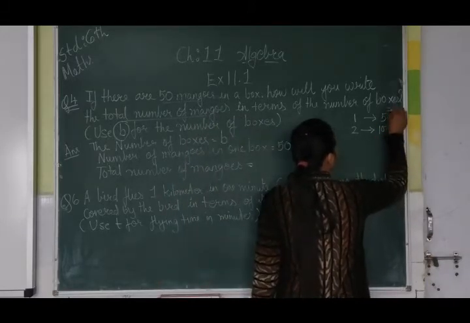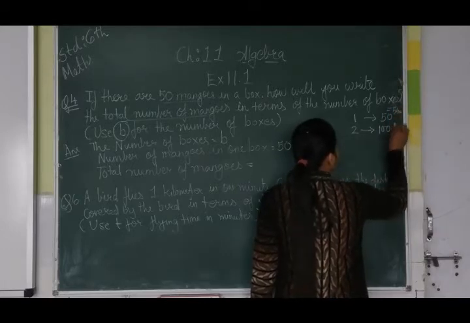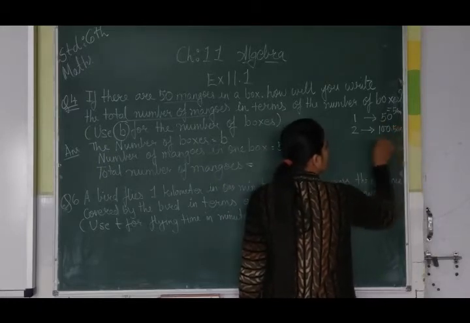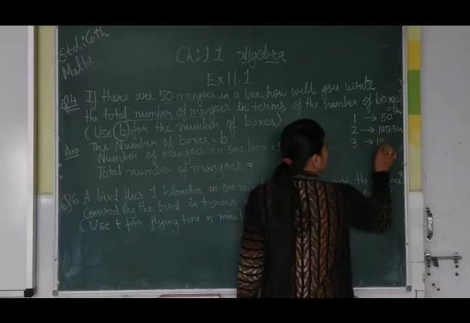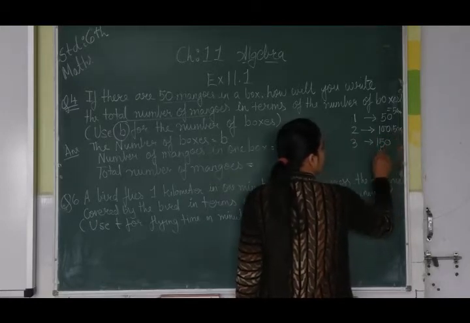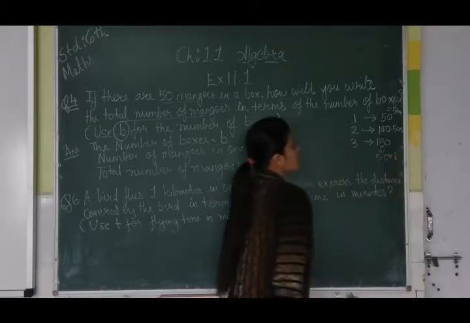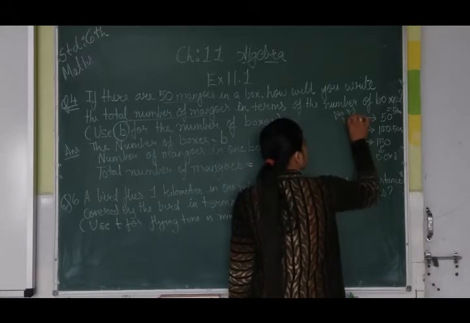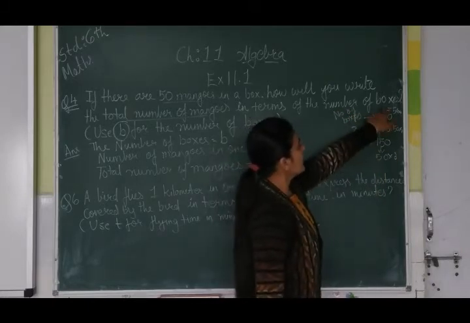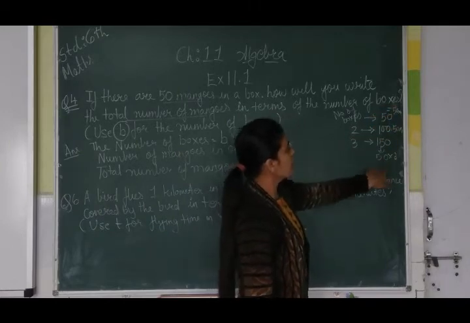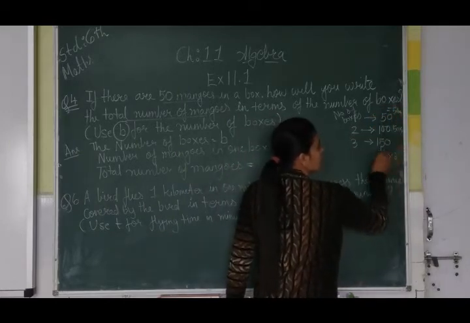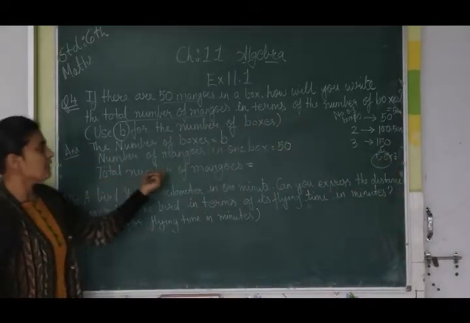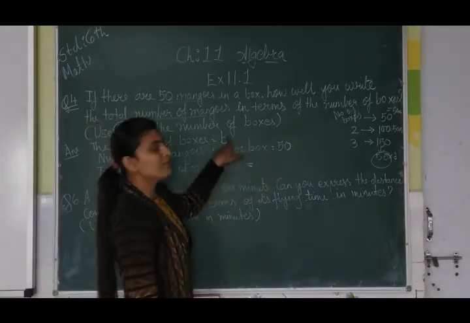That means this 50 you can write as 50 multiplied by 1. Here, 50 multiplied by 2. Now if there are 3, then it will be 150. So this 150 you can write as 50 multiplied by 3. So here you can see, to get the number of mangoes, what we are doing? We are multiplying the number of boxes with 50. So the formula we are getting to find out the total number of mangoes is simply 50 multiplied by B.